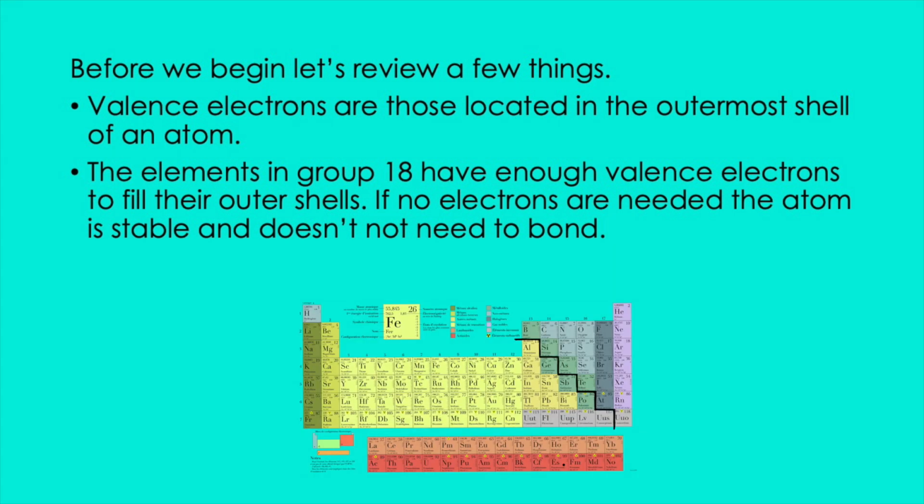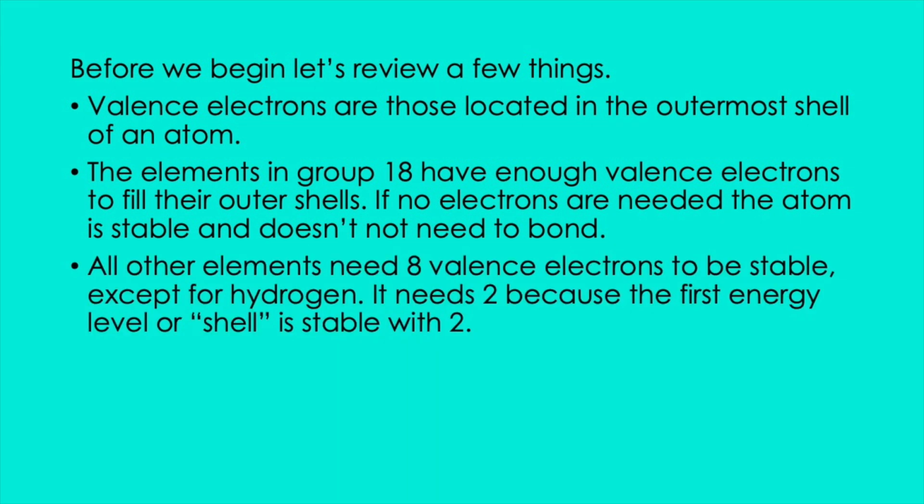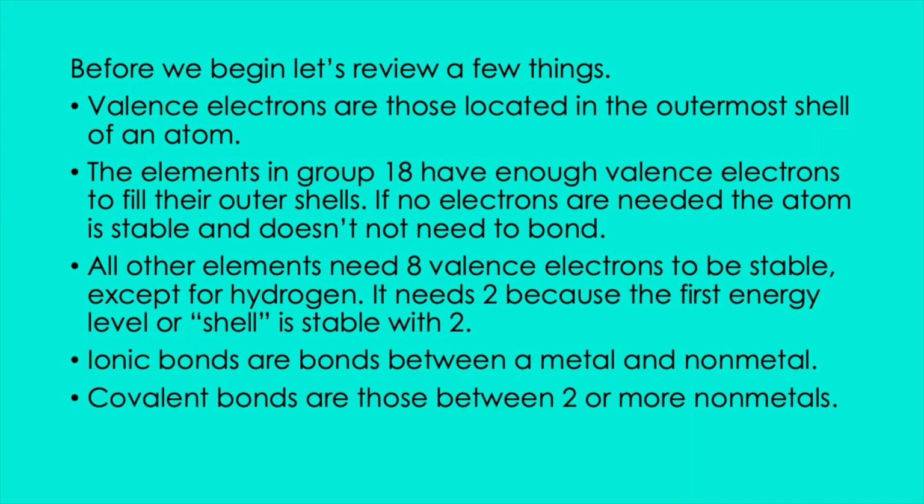The elements in group 18, so that's on the far right, have enough valence electrons to fill their outer shells. So if no electrons are needed, the atom is stable and it does not need to bond. All other elements will need 8 valence electrons to be stable, except for hydrogen. It needs 2 because the first energy level or shell is stable with 2. Ionic bonds are bonds between a metal and a nonmetal, and covalent bonds are those between 2 or more nonmetals. So that's it for the review. Let's get started.